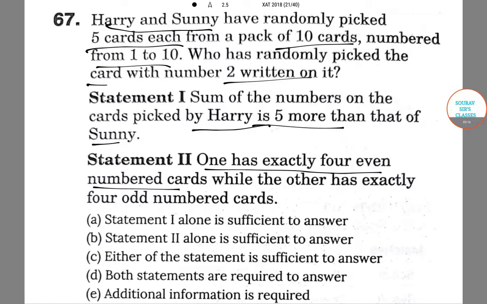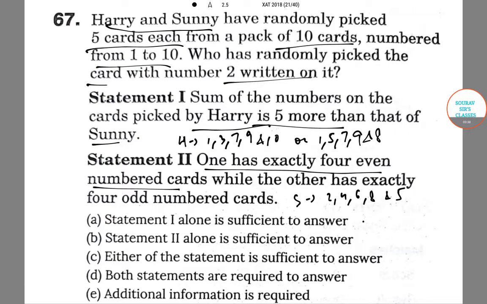Now from both the statements we can say that Harry has 1, 3, 7, 9 and 10, or 1, 5, 7, 9 and 8, and Sunny has 2, 4, 6, 8 and 5, or 2, 4, 6, 10 and 3. Therefore, Sunny has the card with number 2. So additional information is required. So the correct option is option E.